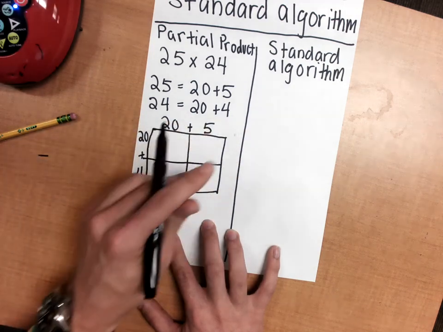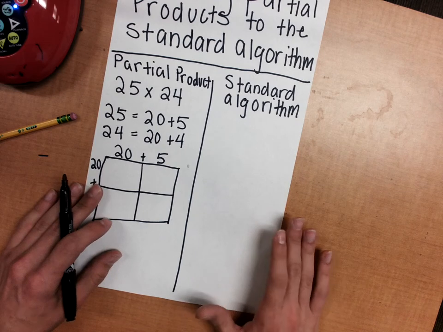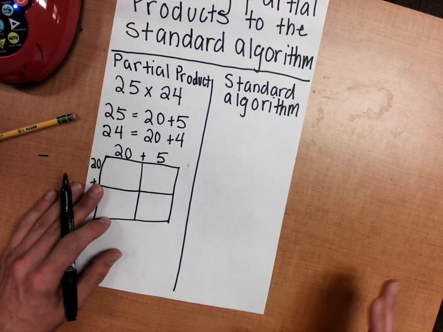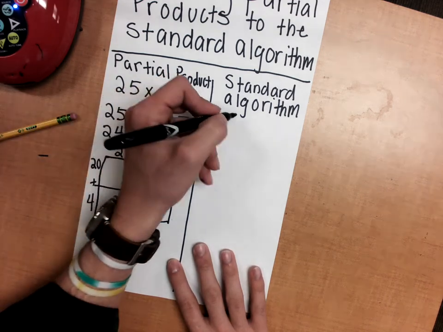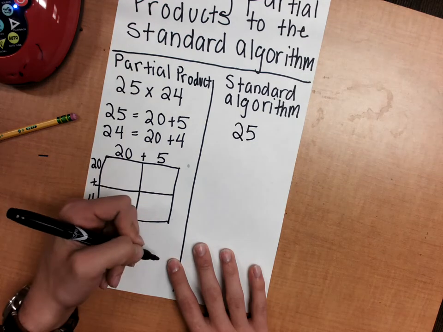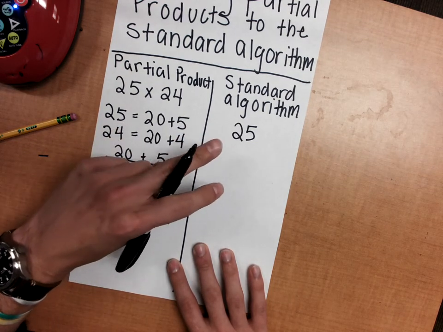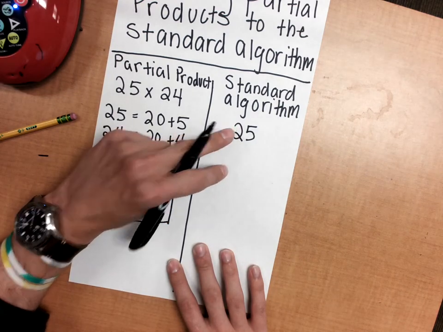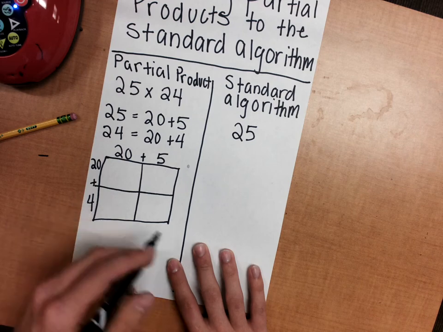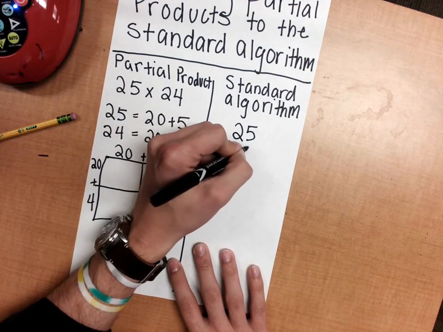So now we've set up our box. And so I'm going to go over into our standard algorithm. When we set up our standard algorithm, it's a lot like when we do two-digit by one-digit multiplication. I'm going to put our larger number up top. If you want to, you can do 24 times 5. When we multiply, you can put either number on top and either number on bottom, and it will get the exact same answer. But for this problem, I'm just going to put 25 on top and put 24 on the bottom.